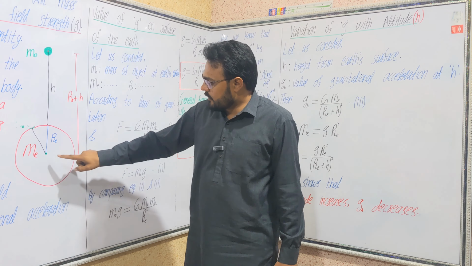Let me repeat this. This equation is for when the object was on the surface of the Earth and the distance was R_E. When the object is at some height, the distance becomes R plus h, so we replace R with R plus h. The remaining equation is the same. Now by rearranging this equation, R square is dividing; when we move it to the other side, it will be multiplied.